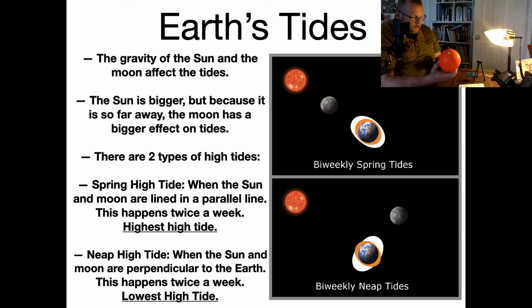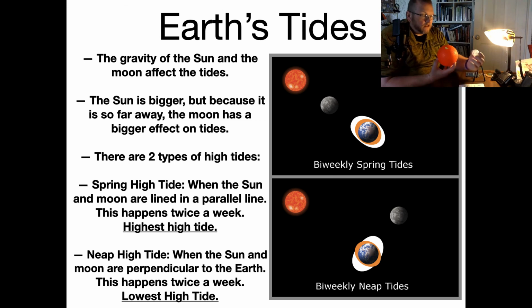When you get to here, where the moon is perpendicular with the earth and the sun, that just means at a 90-degree angle. As it continues around, here is also perpendicular. So here and here are called neap high tides, N-E-A-P, neap high tide. That just means it's the lowest of the high tides. So when the earth, the moon, and the sun are lined up, that's the highest of the high tides. And when they're perpendicular to each other, that's the lowest of the high tides.